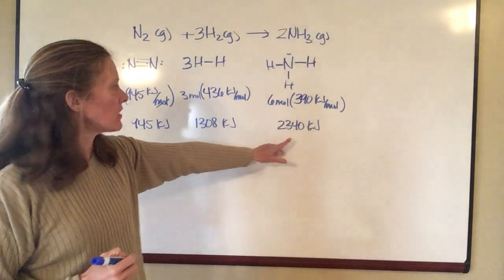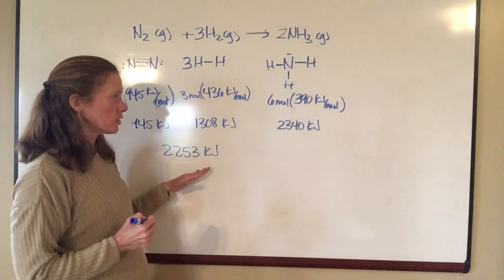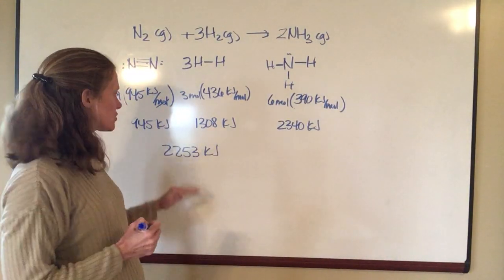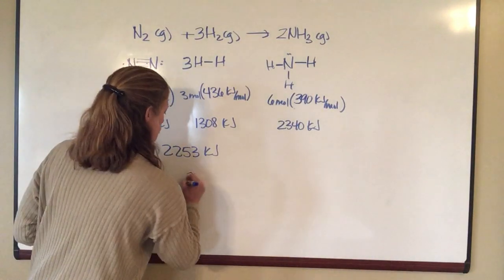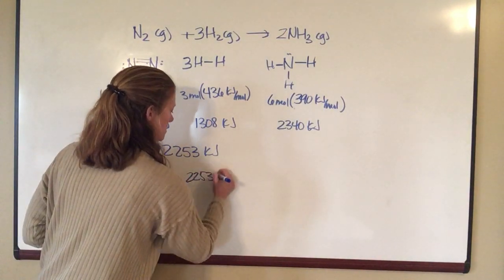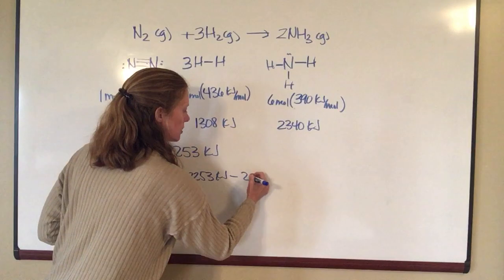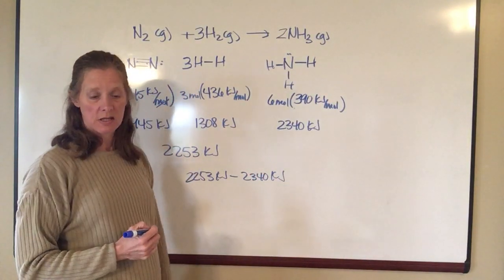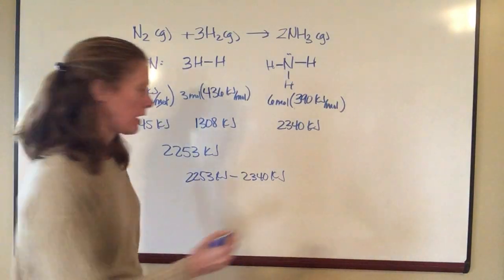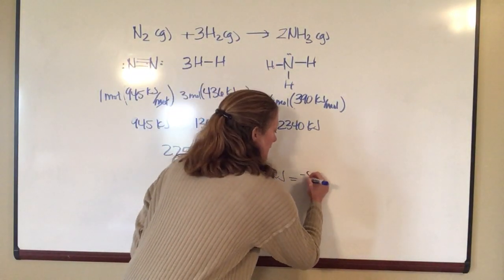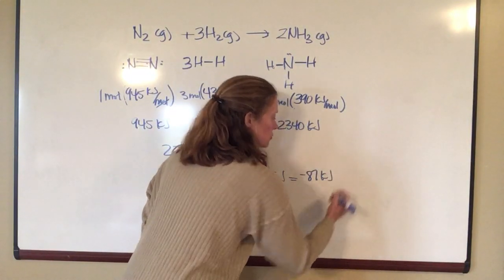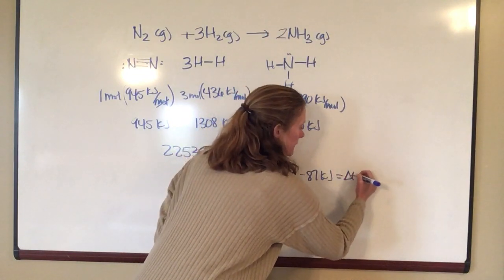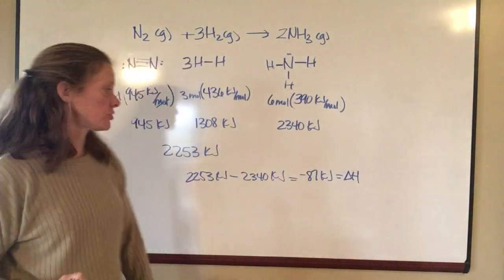So you can see that this number is bigger than this number. And so if I subtract 2340 kilojoules from 2253 kilojoules, that's obviously going to give me a negative number. That's going to be a total of negative 87 kilojoules. And so that's going to be my delta H for this reaction.